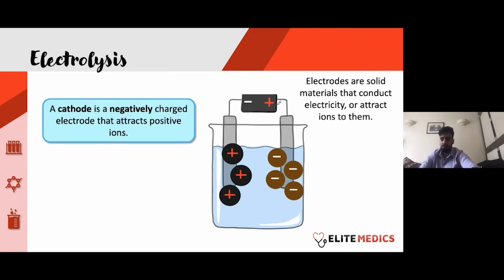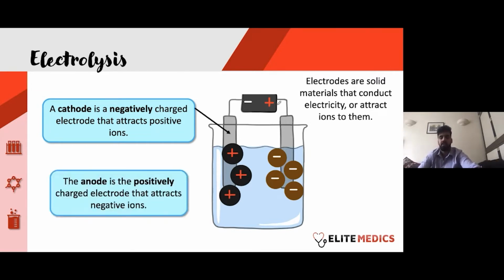Now, this is where people often get slightly confused. The cathode is the negatively charged electrode that will attract positive ions, otherwise known as cations. Okay, and the anode is the positively charged electrode that attracts negative ions, otherwise known as anions.